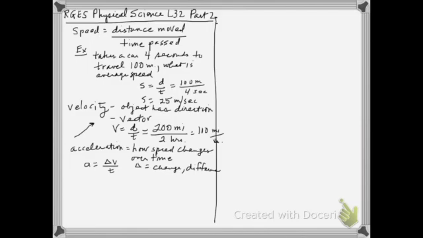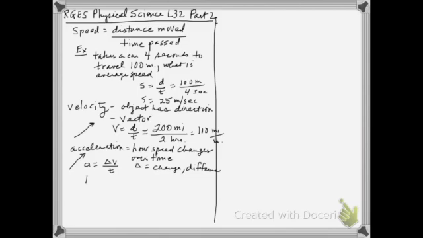Now remember, acceleration is also a vector factor. It's related to not just distance and time, but it's got a direction component. So it's got a vector component as well. So acceleration would be the change in velocity divided by the time.